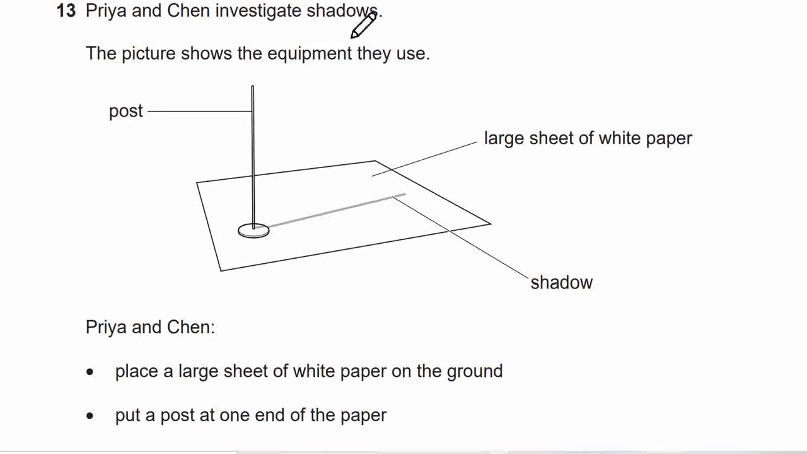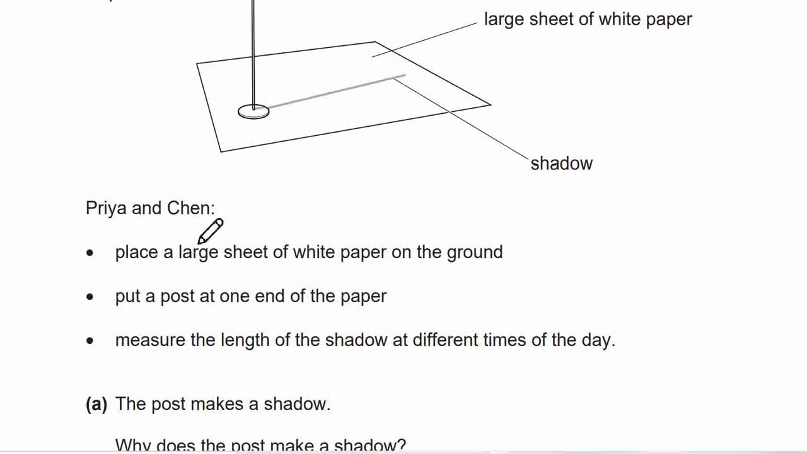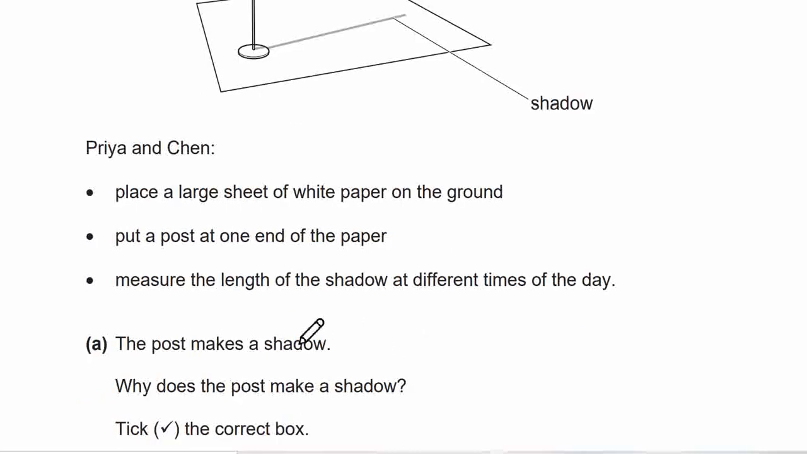Question 13. Priya and Chen investigate shadows. The picture shows the equipment they use. Shadow, large sheet of white paper. Priya and Chen place a large sheet of white paper on the ground. Put a post at one end of the paper. Measure the length of the shadow at different times of the day. The post makes a shadow.